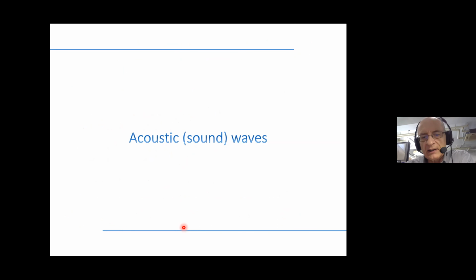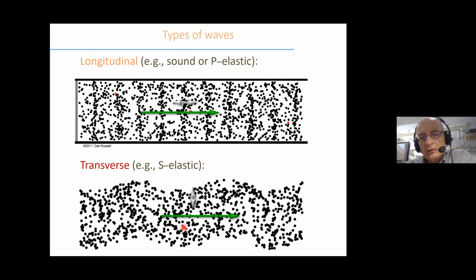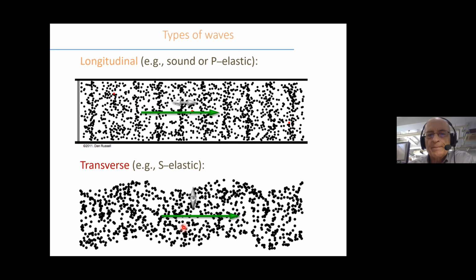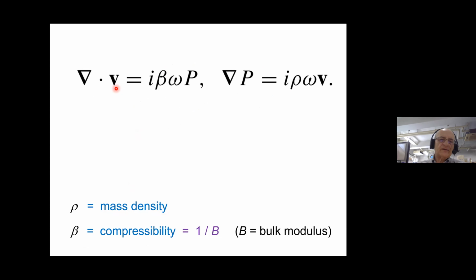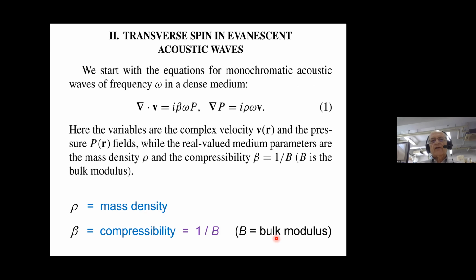So now let's look more carefully at the acoustic sound waves. We're going to revisit this again more carefully now. So we had the surface waves here. Let's look at when you have the velocity, you take the divergence, you get the pressure. And if you get the pressure, you can take the gradient, you get the velocity. So you can go back and forth between the velocity field and the pressure field via a divergence or via a gradient. Rho is the mass density and beta is the compressibility, which is the inverse of the bulk modulus. So therefore, let's consider transverse spin in an evanescent acoustic wave. Let's start first with monochromatic acoustic waves. In general, they are non-monochromatic, and I'll show you the equations in a moment.